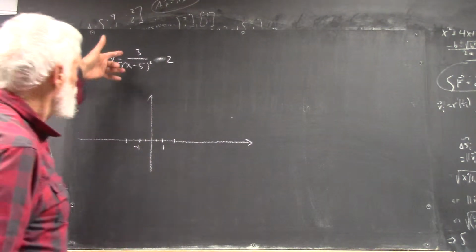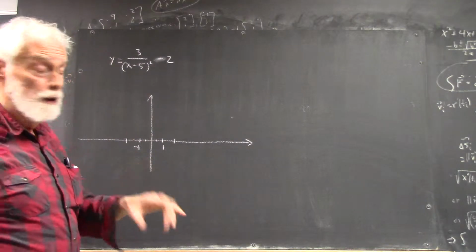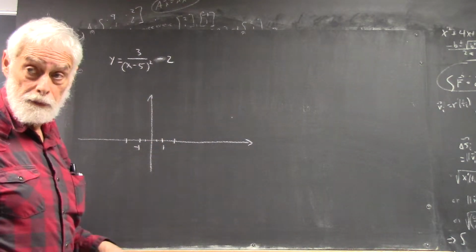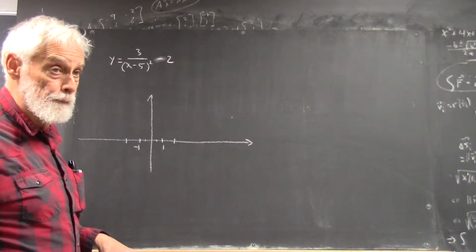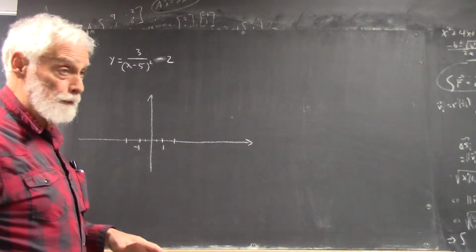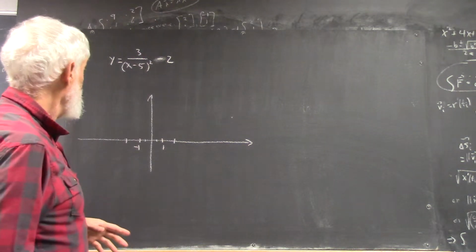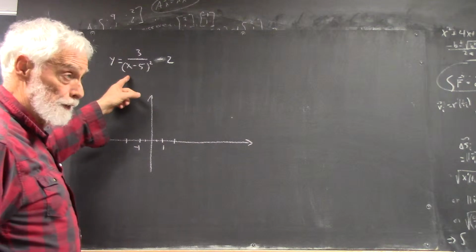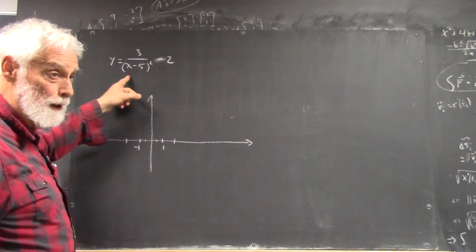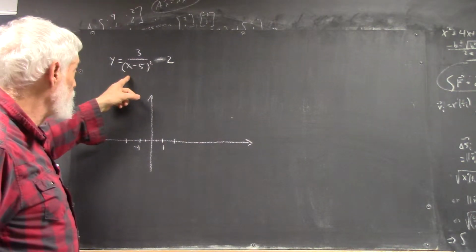Okay, I want you to construct the graph of this function. I want to see how you're doing, okay? To construct a graph doesn't mean you start plugging in values for x into this function. It means you start with the basic function.